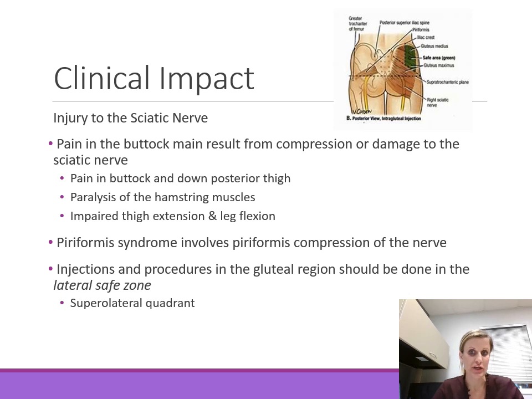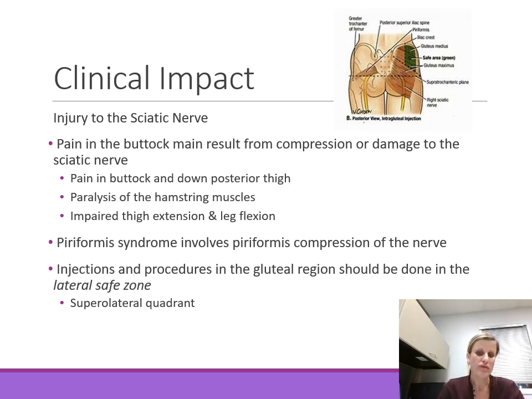Finally, we'll talk about the sciatic nerve. The sciatic nerve, remember, is a really large nerve that passes down through the gluteal region and into the thigh. Pain in the buttocks can result from compression or damage of the sciatic nerve. Sciatic nerve damage typically results in this characteristic shooting or electric pain down the buttocks and the posterior thigh. Damage to the sciatic nerve can result in paralysis of the hamstring muscles, which would lead to impaired extension of the thigh and leg flexion at the knee.